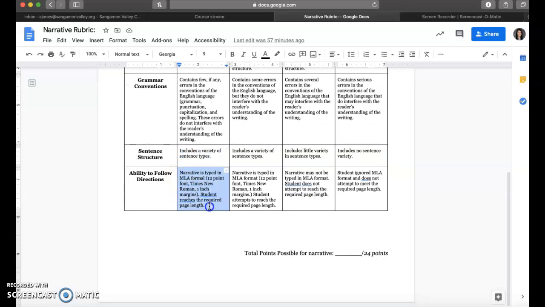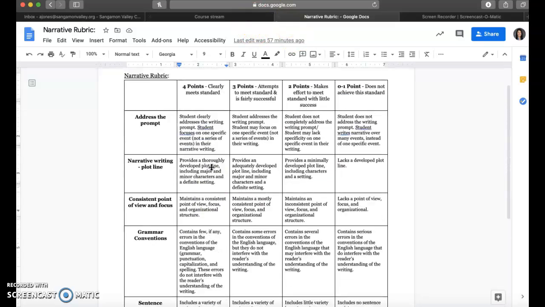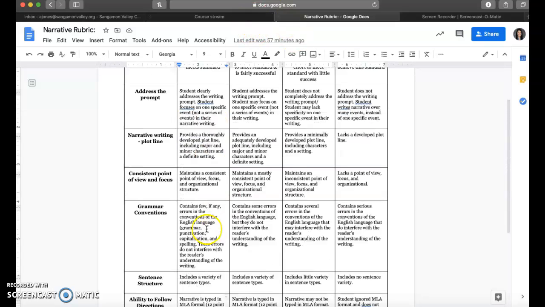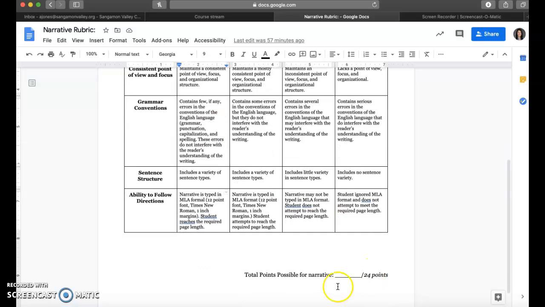Narrative is typed in MLA format, 12-point font, Times New Roman, 1-inch margin. Student reaches the required page length. So in order to do all of those things and earn 4 points, read the rubric. And then possible points for narrative, you can earn a maximum of 24 points.